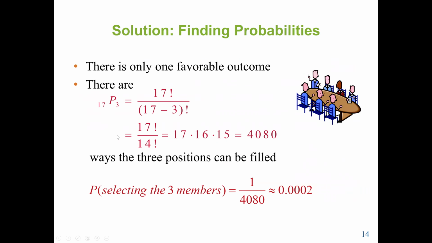Now here we said to select the 3 members for the 3 positions. Now we are looking for the probability. So we already have the possible outcomes. So the probability will be 1 out of 4,080, which will give us 0.0002.